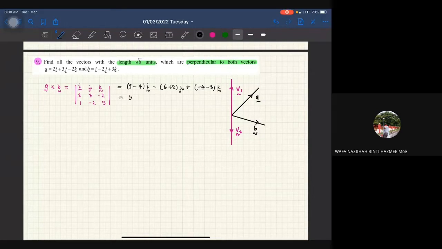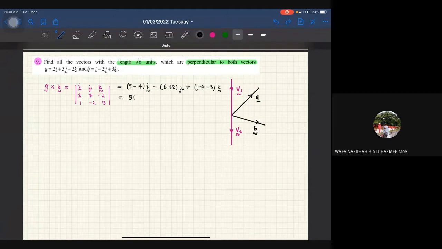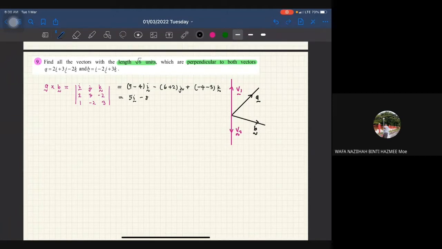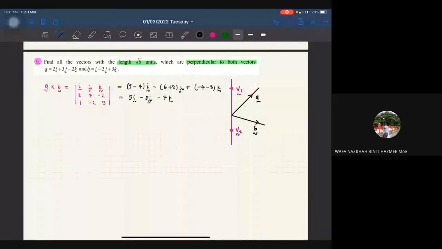You will get 5I minus 8J minus 7. Okay, so ini adalah awak punya A cross B. So A cross B awak ni dia boleh jadi yang atas ni and dia boleh jadi yang bawah ni. Okay, so beza dia adalah dia punya direction sahaja, negatif 1, positif 1. Okay, so from here awak dah dapat A cross B. So soalan minta kita cari yang 6 unit tadi kan. So mesti cari 1 unit dulu. So you need to find the unit vector of A cross B.